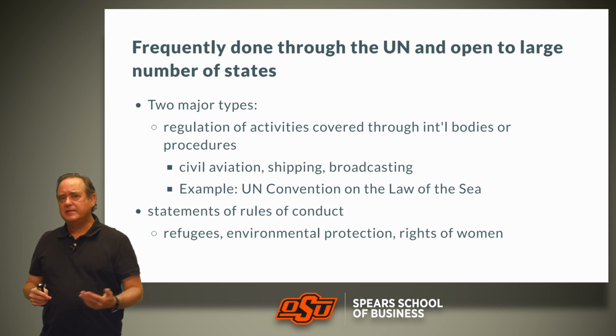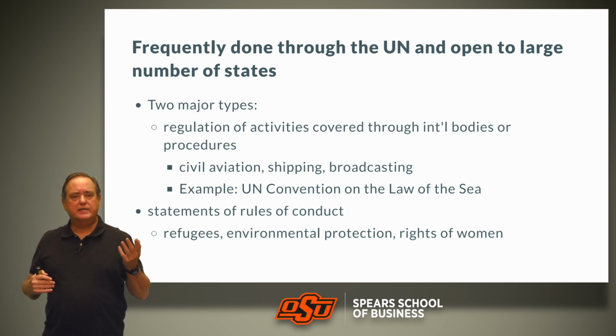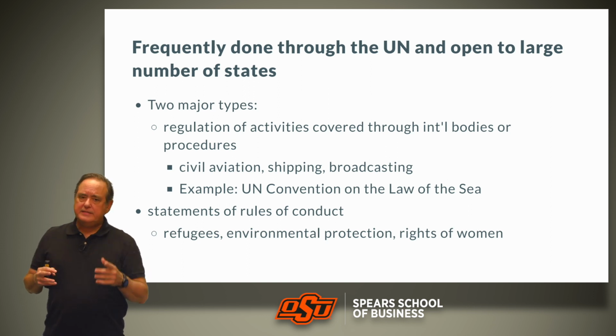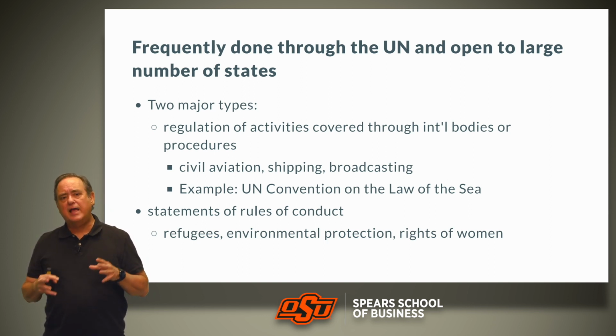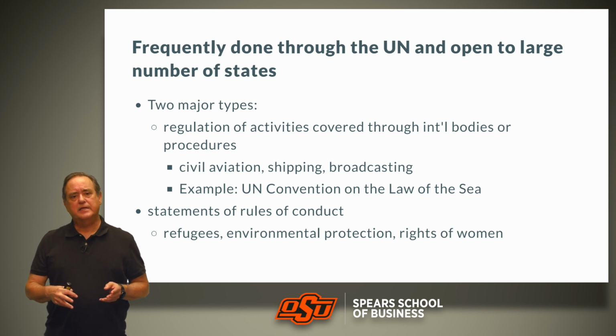Probably the best example of a multilateral treaty is what's called the United Nations Convention on the Law of the Sea. This treaty was first executed back in the 1980s and now has been ratified by most of the world, with the significant exception of the United States. The United States has never signed the Convention on the Law of the Sea.